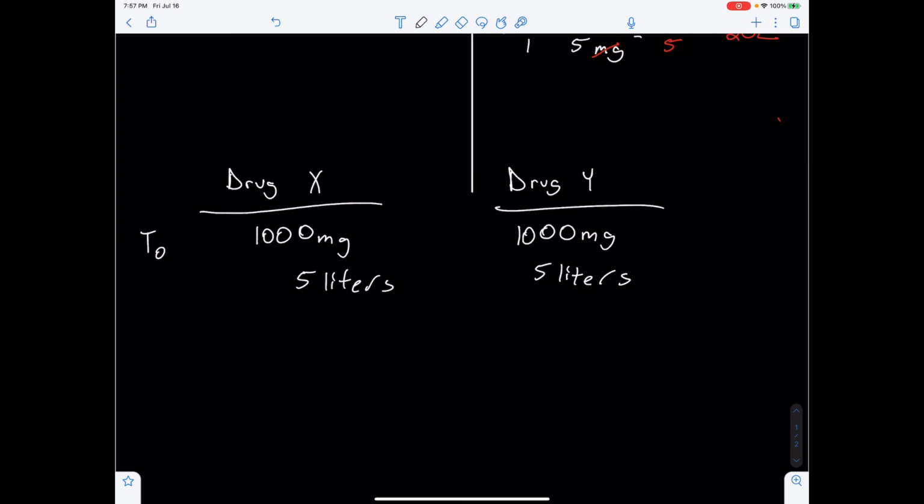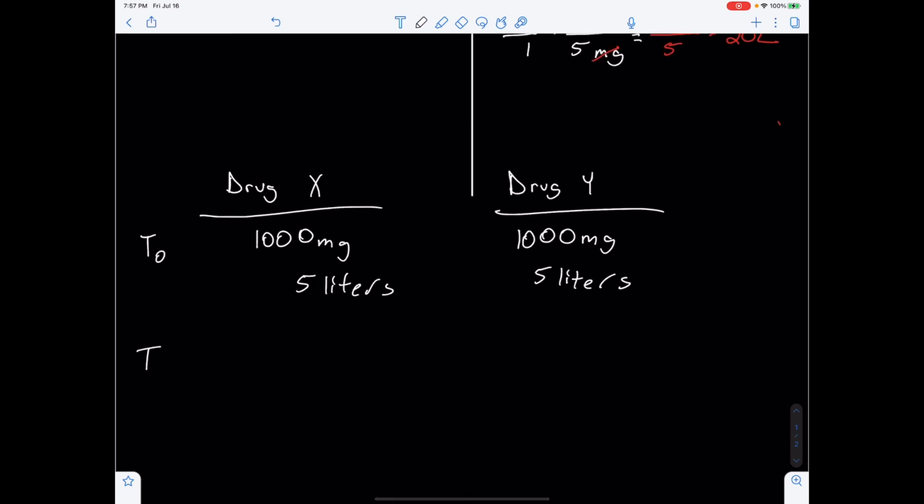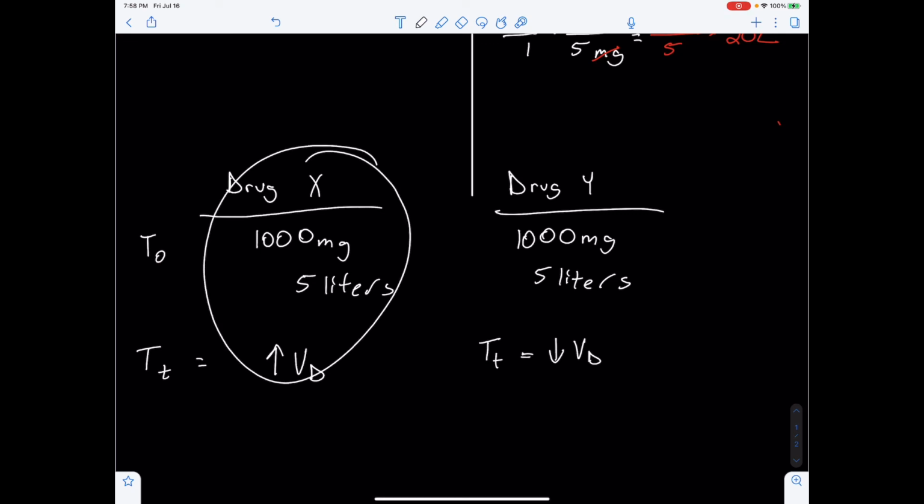Now what we can do though is we can look at this and we can say that at time zero, they're both going to have the same concentration, but at time t, if drug X has a very high volume of distribution, and at time t, if drug Y has the same or a lower volume of distribution, we're just going to say that it's lower in relation to drug X, not in relation to its initial, but it has a lower volume of distribution, then drug X must have left the vascular space more readily than drug Y did. So that's my understanding of it. Hopefully that's correct.